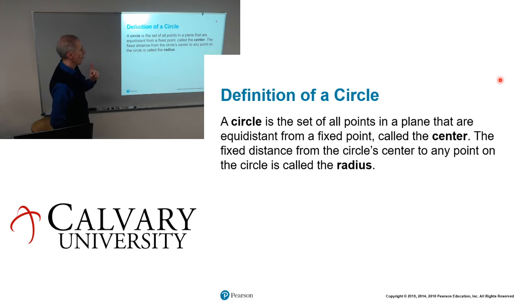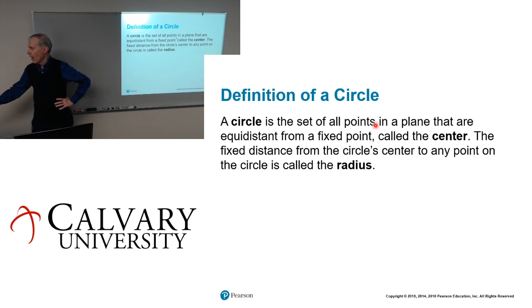So notice what would happen to this, everyone, if this definition has part of it removed. What happens if you took this little phrase, in a plane, out of that definition, and you said the set of all points that are equidistant from a fixed point? If this phrase is eliminated, the set of all points equidistant from a fixed point, what type of geometric figure do you have?